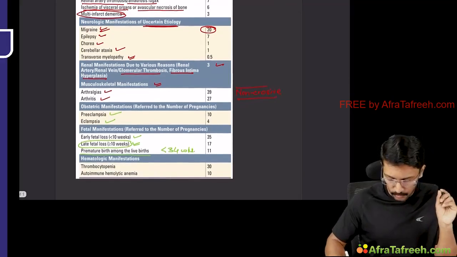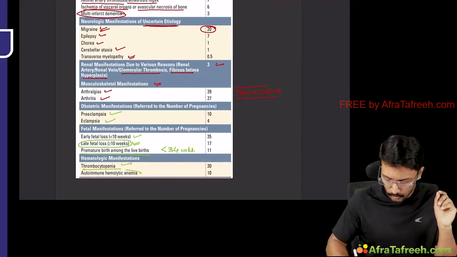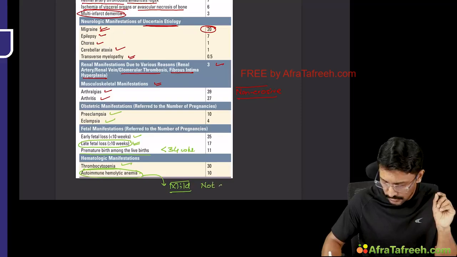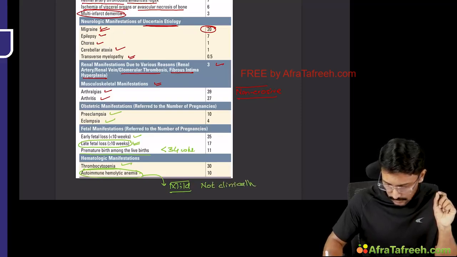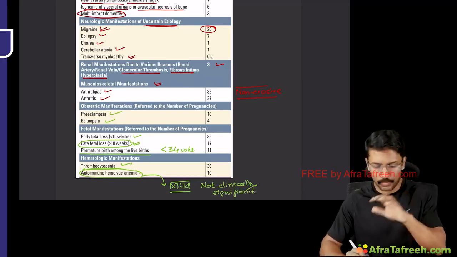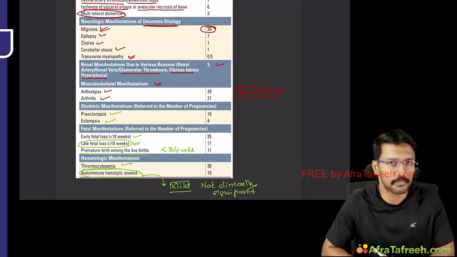And patients can have two important hematological manifestations, thrombocytopenia and autoimmune hemolytic anemia. Autoimmune hemolytic anemia is almost always mild. It is not clinically significant in most cases. But thrombocytopenia can be significant. Okay. So this is about the clinical manifestations.